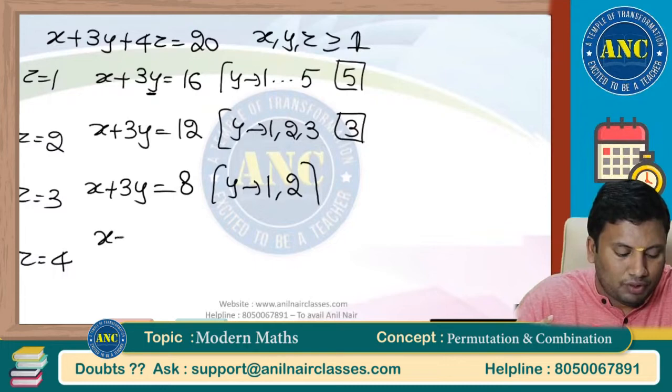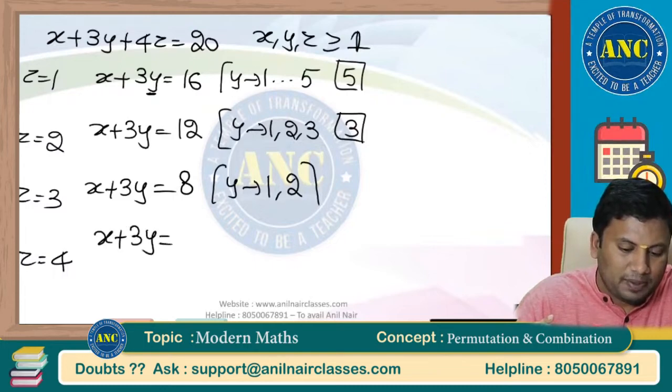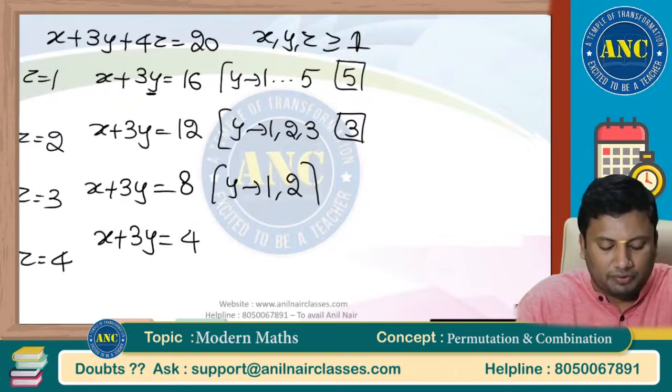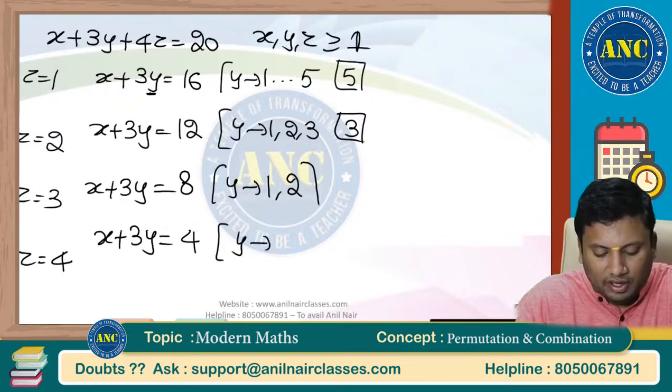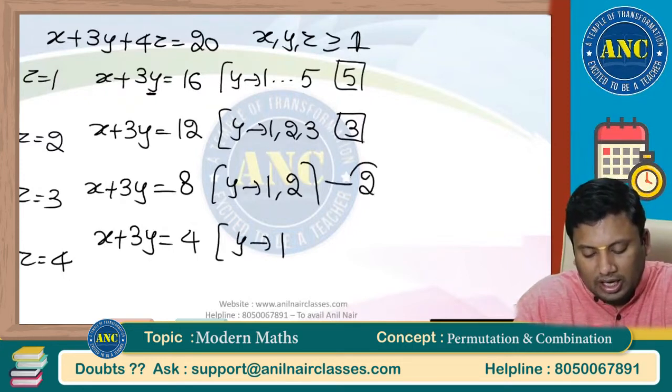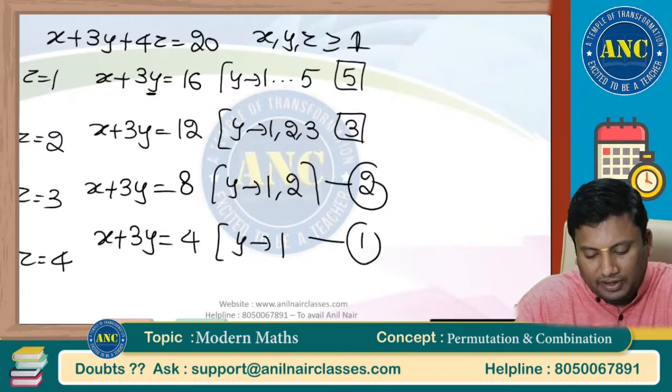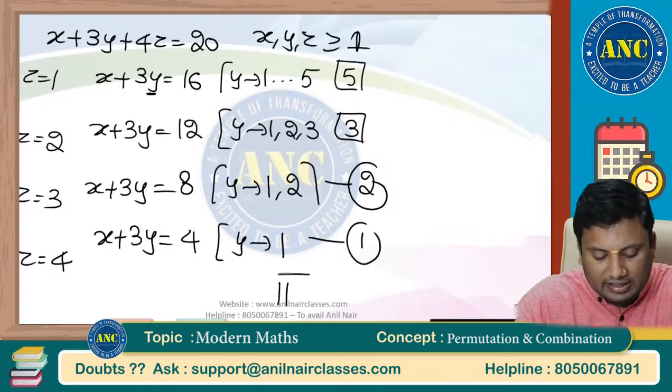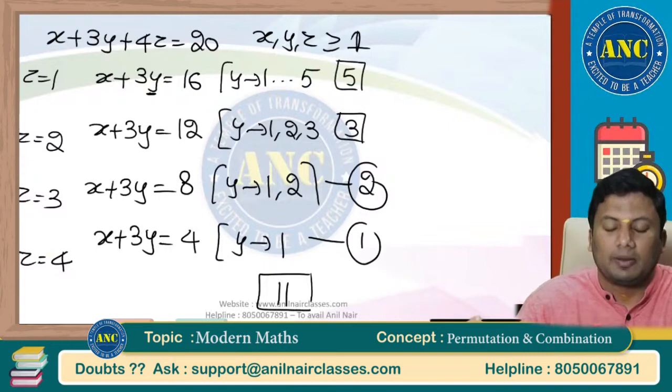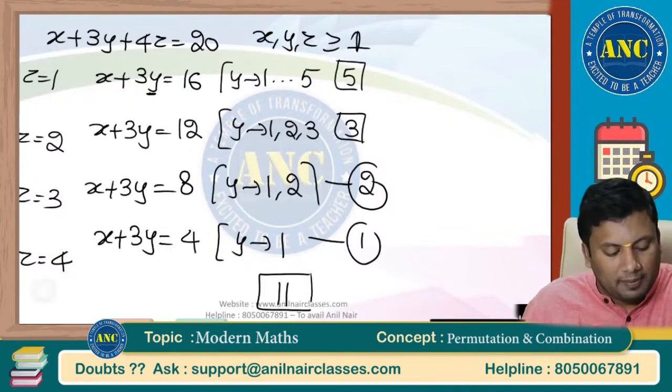z is 4. x plus 3y equals 20 minus 16, which is 4. So y value 1. This question, otherwise it will take a lot of time. 5, 3, 2, 1 gives 11. Answer is 11. Suppose you are good in the k by a into b method, that also will give you the answer.